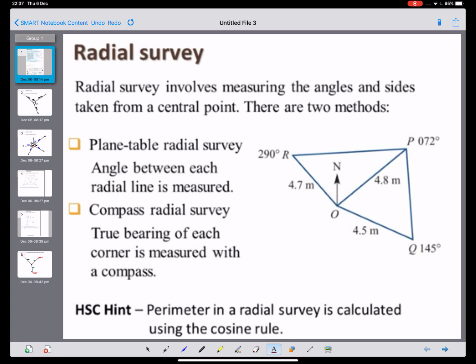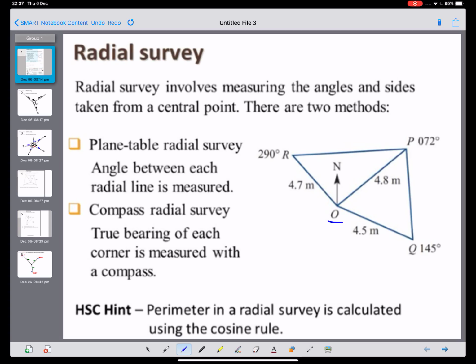Okay, so radial surveys. A radial survey is used to create a diagram in the shape of a polygon, a shape with many sides. It involves drawing lines radiating out from a central point, often denoted O, which is here.